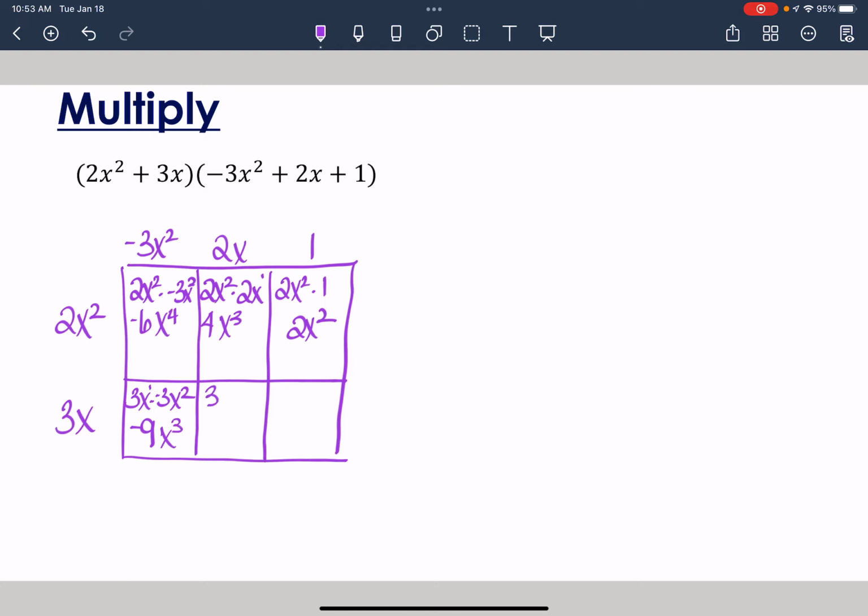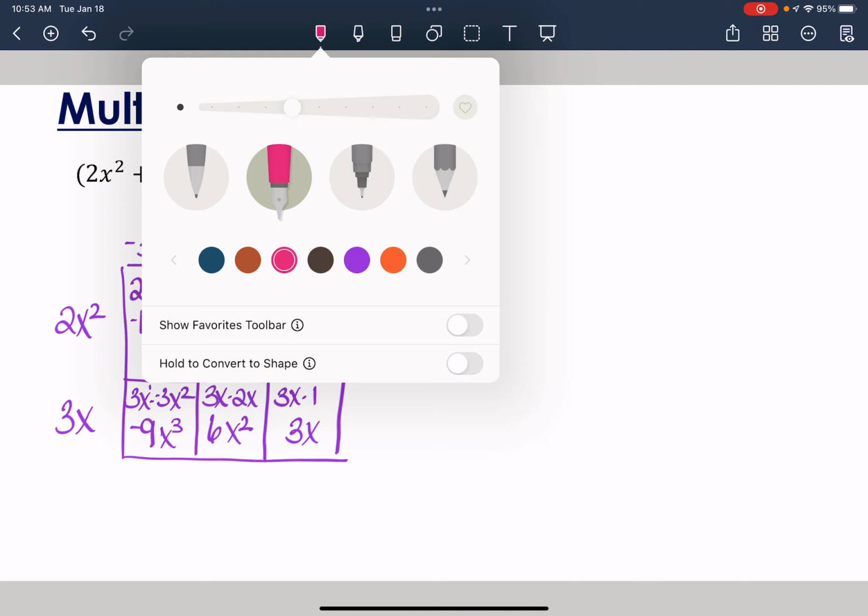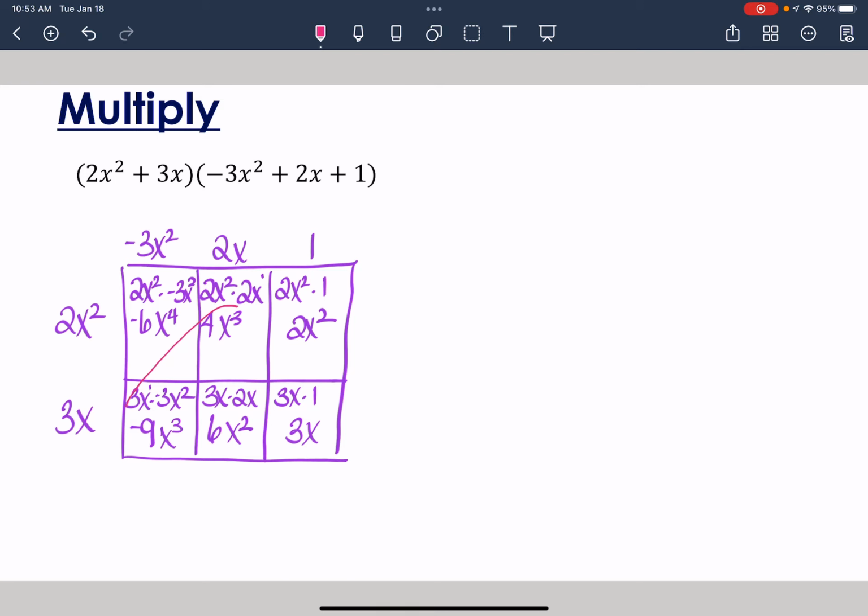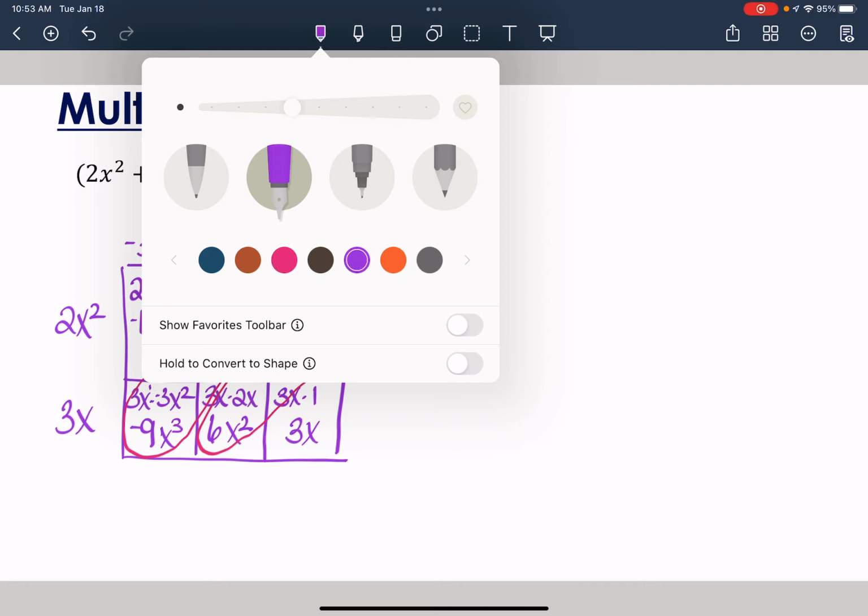Next one over, I have 3x times 2x. 3 times 2 is 6. And then x times x will be x squared. Then I have 3x times 1, so my answer is 3x. So now remember, my like terms will be on the diagonal. I have 2 x cubed terms here, and then I have 2 x squared terms here. And I need to combine all these terms.